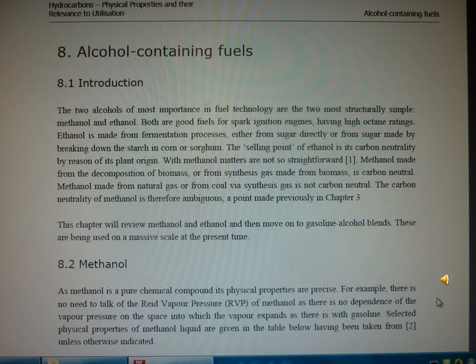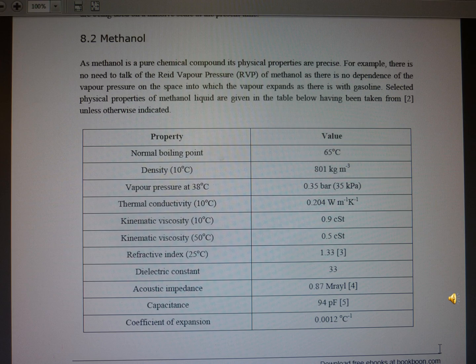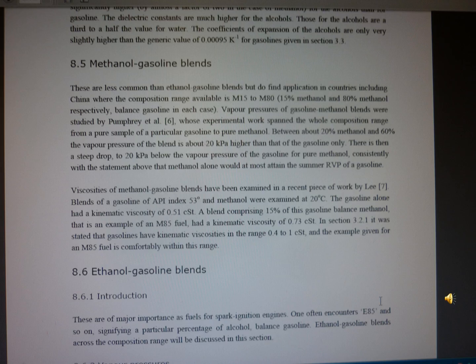So this table shows the properties of ethanol and methanol. Methanol's properties include boiling point, density, vapor pressure, and plasma conductivity; those values you can see in this table. It will also show the properties of ethanol.